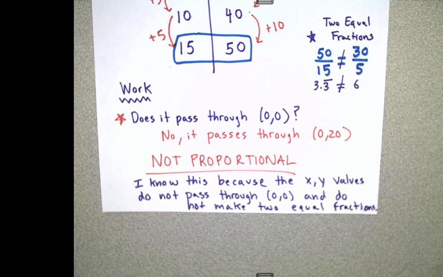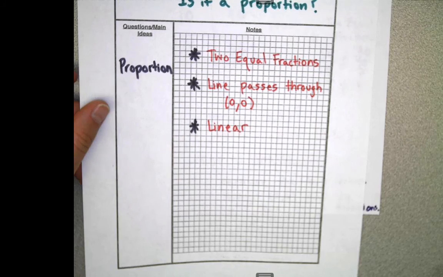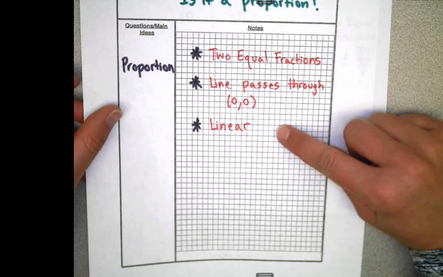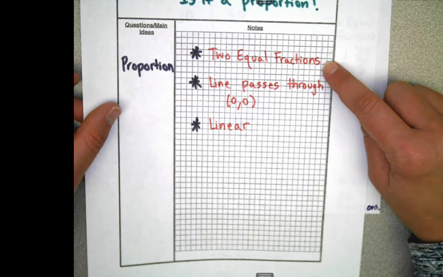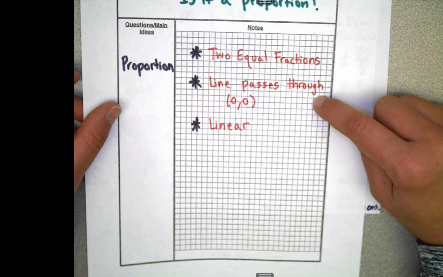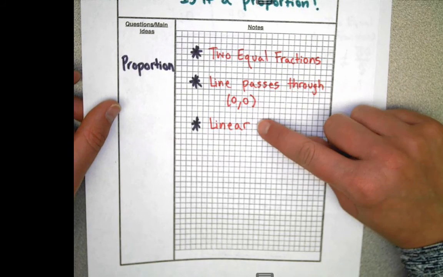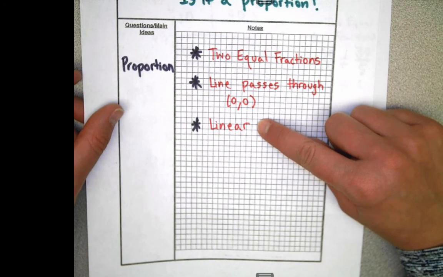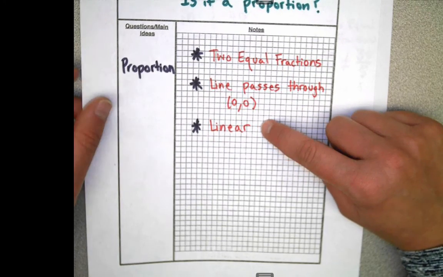So guys, that's going to wrap up this video, and I just kind of want to bring it back to two main ideas here. If you need to prove something is a proportion, you need to look for these things. Are there equal fractions? Does it go through 0, 0? And we didn't graph today, but you could draw a graph and plot the points and show if it's a line or not. That would be a good thing to add on here.